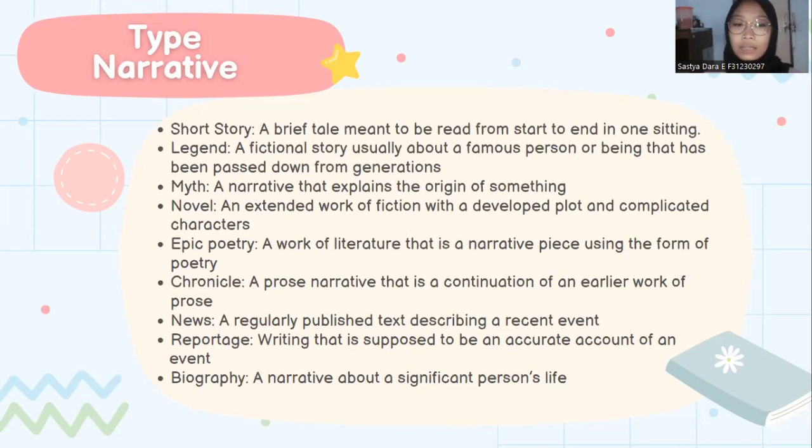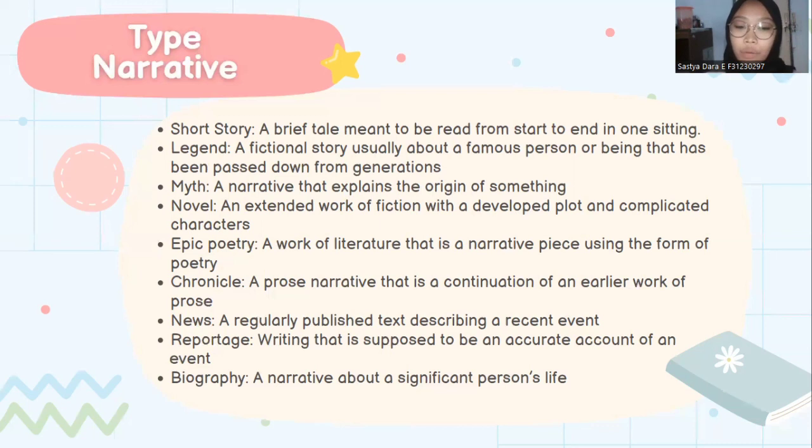Novel is an extended work of fiction with a developed plot and complicated characters. Epic poetry, a work of literature that is a narrative piece using the form of poetry. And then chronicle is a prose narrative that is a continuation of an earlier work of prose. Then news is a regularly published text describing a recent event.